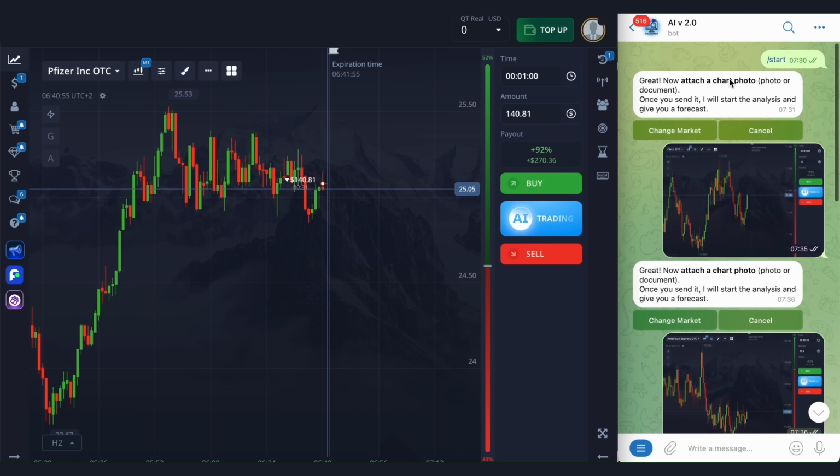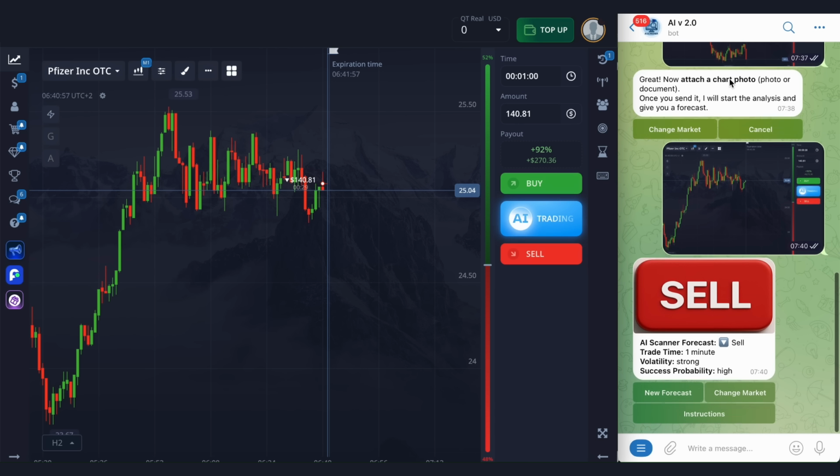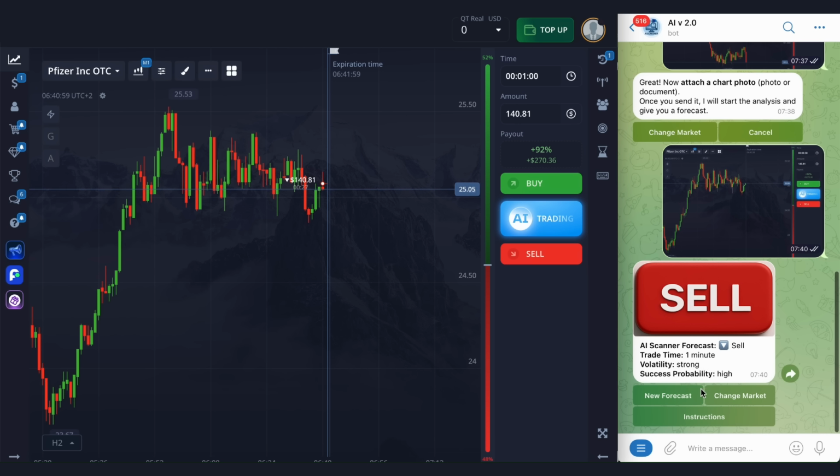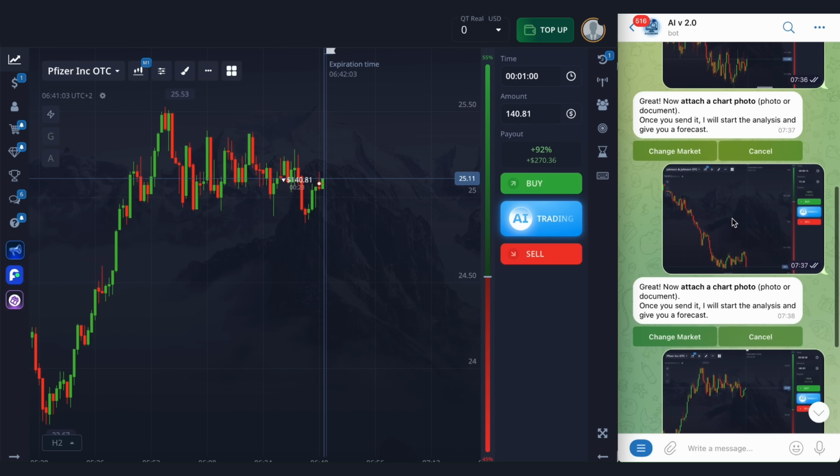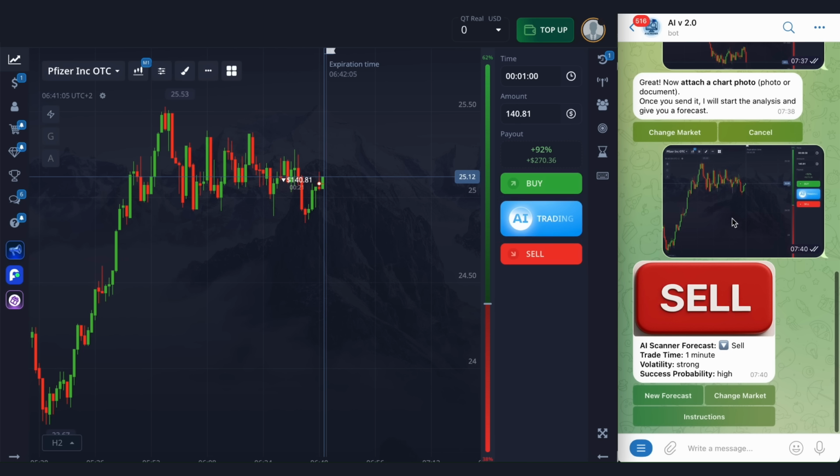All we had to do was to send screenshots of our chart. It processes and gives us the parameters of the trade, and as you can see, this is our fourth trade of the session. We were able to record 3 different wins, and on this fourth trade, the prediction is that this is gonna be a strong volatile trade with a success probability to be high.